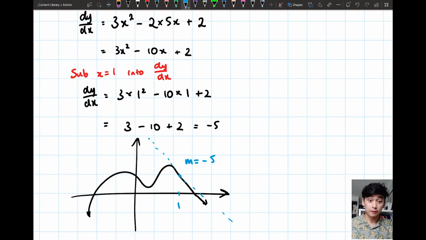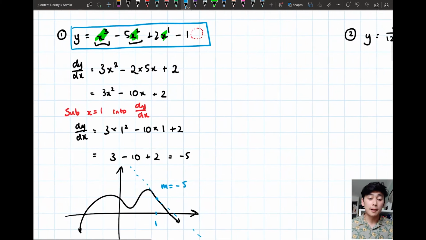Okay, so that's my first example. I differentiate, I bring down the power, subtract 1 from the power, and if I want to find the gradient of the tangent at any given point, I just substitute the x value of that point. Okay, next example.